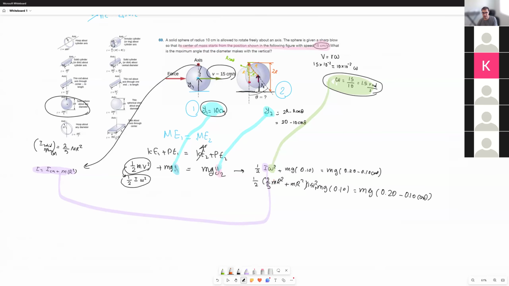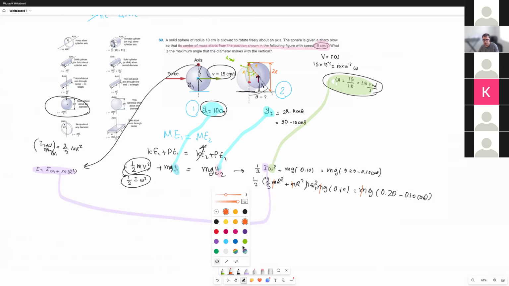The masses here, they're going to cancel out. It's not like the previous example when we had two different masses. And then the radius is given. The only unknown here is going to be theta. Am I right? Yes, the only unknown is theta, and we'll be able to find it. Make sense, guys?